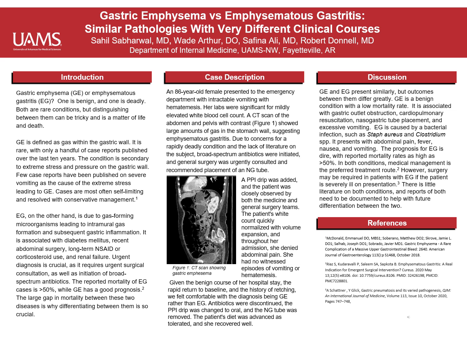Now, there's little literature on both conditions, but what we do know is that for emphysematous gastritis, an urgent diagnosis is crucial and requires urgent surgical consultation and initiation of broad-spectrum antibiotics, which are all actions that we did execute. Surgery may be required in patients with emphysematous gastritis if the patient is severely ill on presentation. However, in both emphysematous gastritis and gastric emphysema, medical management is the preferred treatment route. Thankfully, this patient recovered fairly quickly with medical management, which allowed us to comfortably adjust our diagnosis from emphysematous gastritis to gastric emphysema and discharge her soon after.